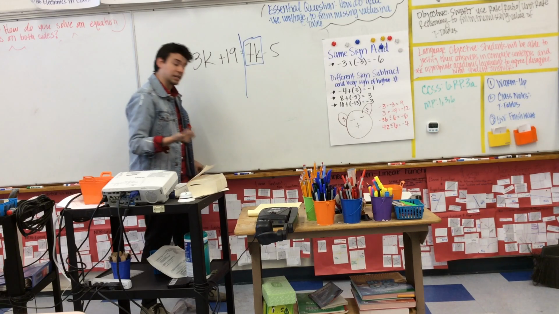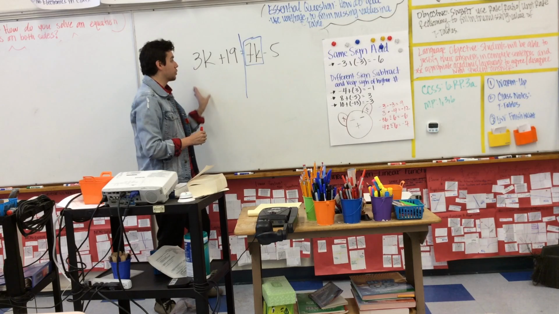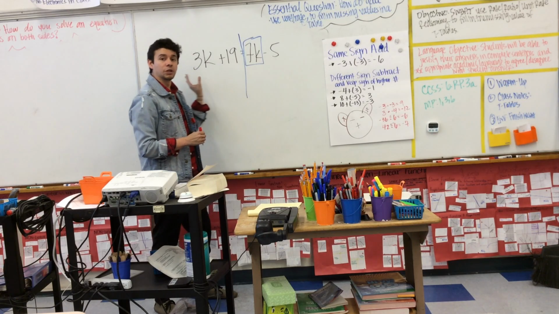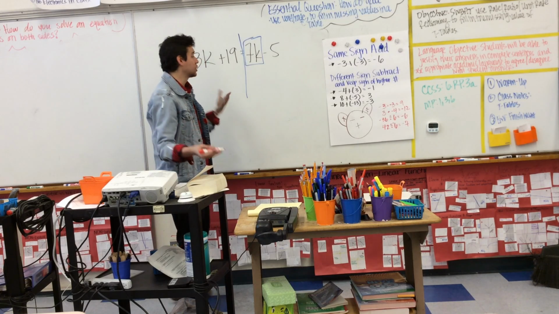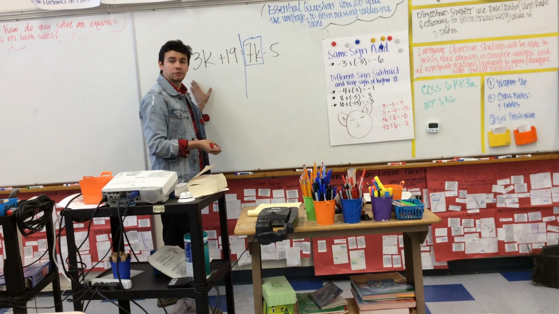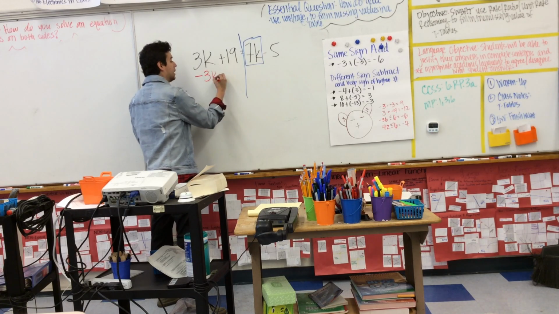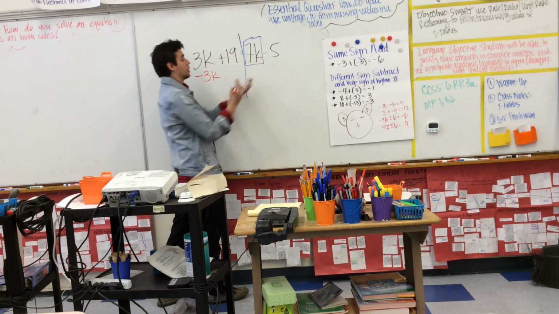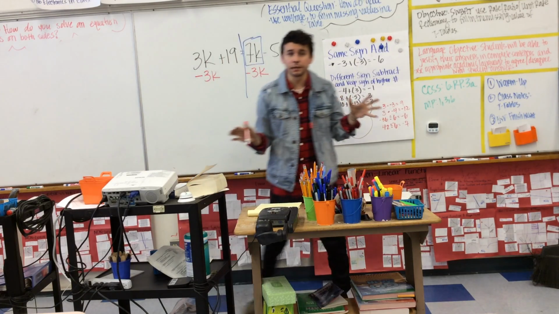You could do that. In equations, if this is a positive 3K and you want to move it over here, the only way you can move a positive 3K to the other side is doing the inverse operation. So what's the opposite of a positive 3K? Negative 3K. So we're going to do minus 3K. We do it to this side. You also have to do it to this side. Minus 3K. You guys got that part?